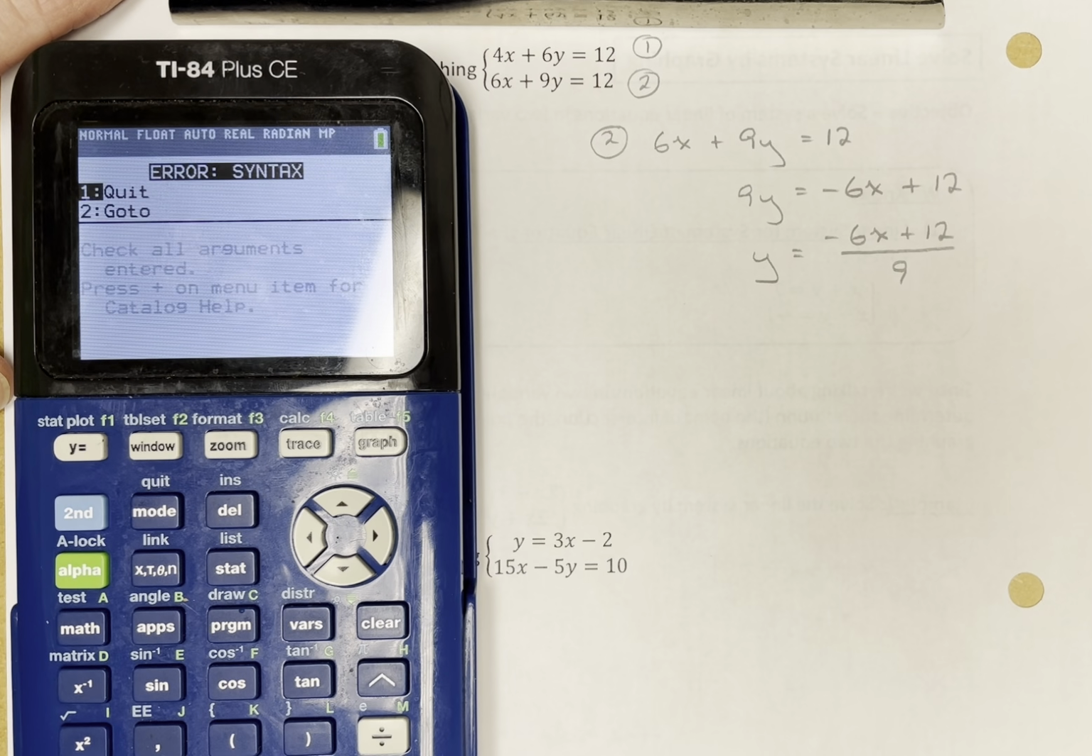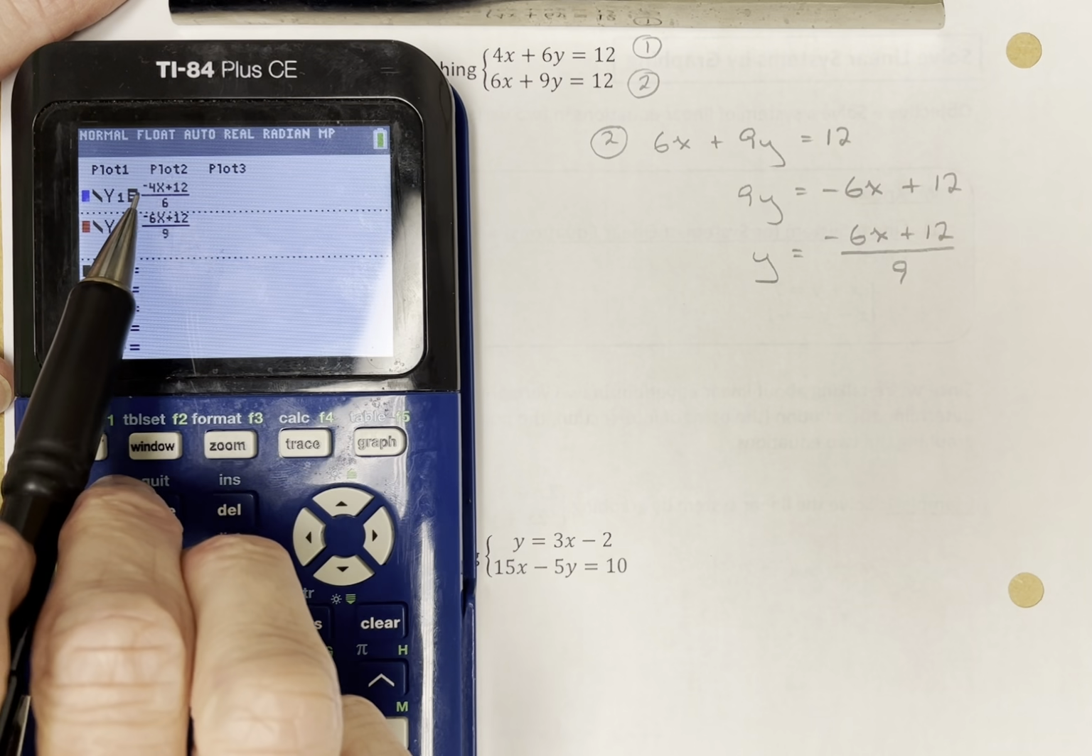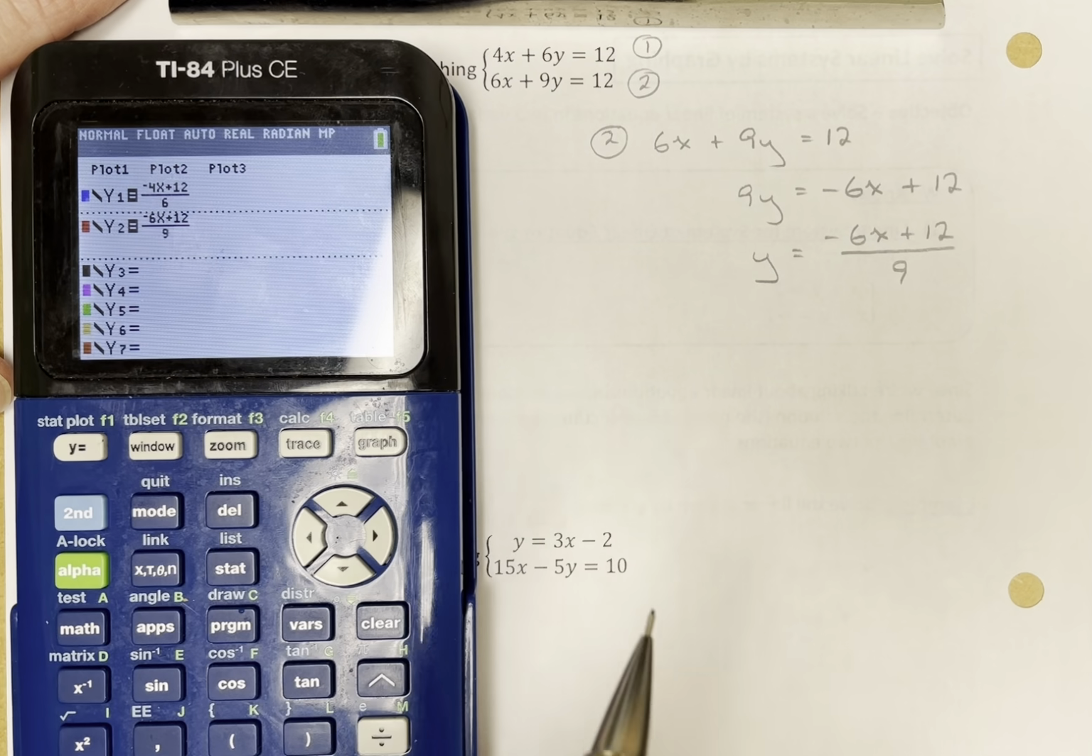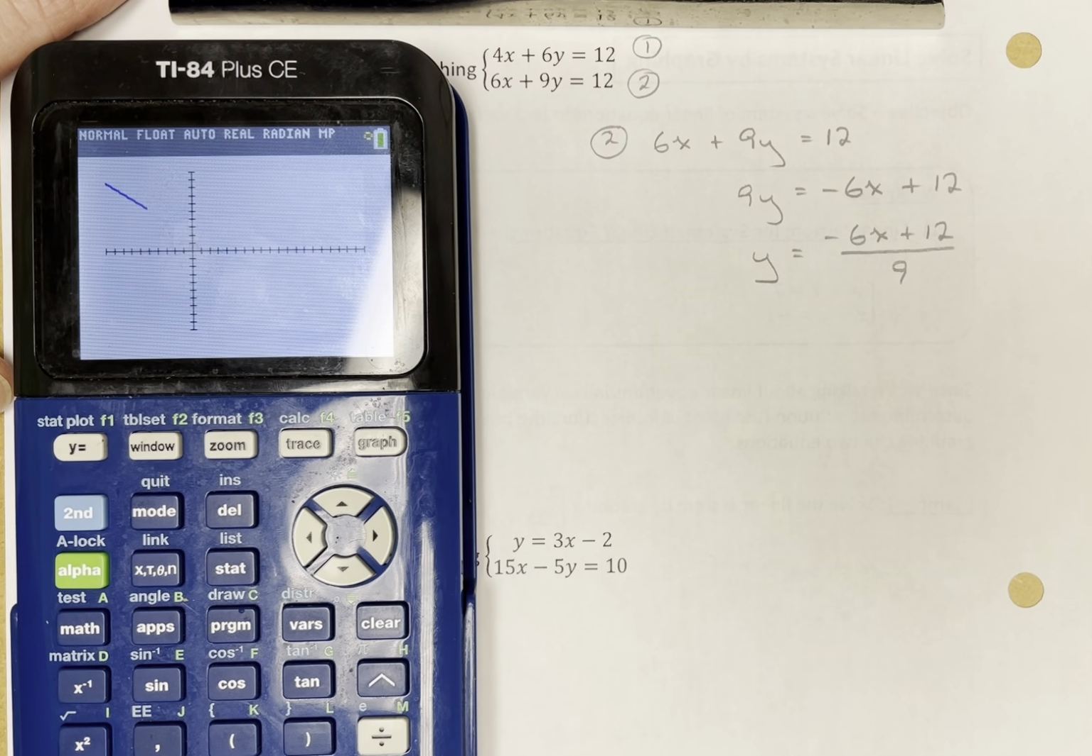And here comes the second. Whoops, maybe I did it twice. Did I use that wrong sign twice? I think I did. The calculator caught me. I used a minus 4x as opposed to a negative, and it said, no, it's a negative. Let's try that again. There's my first line, it's in blue.